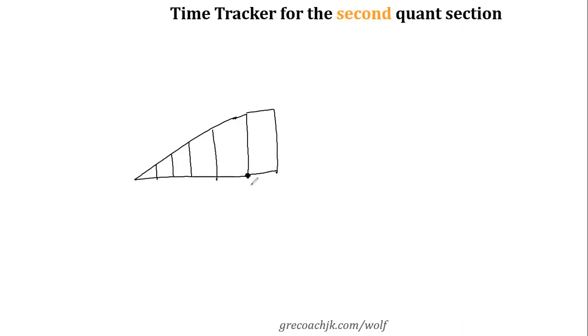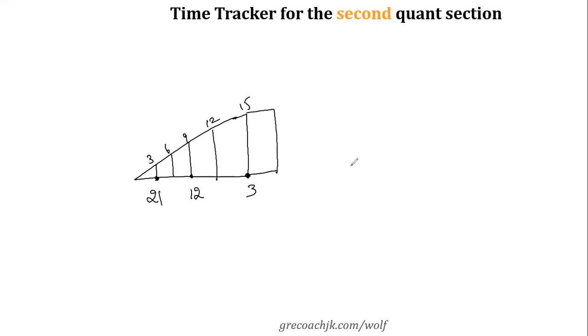So now here I write 3. This time the 21, I'm still going to write 21, but I'm going to write it here in the first vertical bar. And like before, the 12 is here. And again, at the top of the bars, I write the table of 3, and that's that. So this is my time tracker for the second quant section.